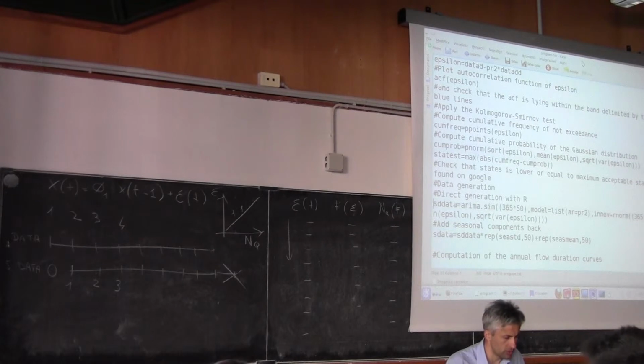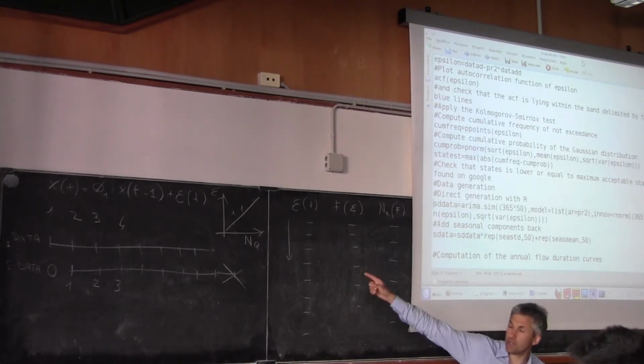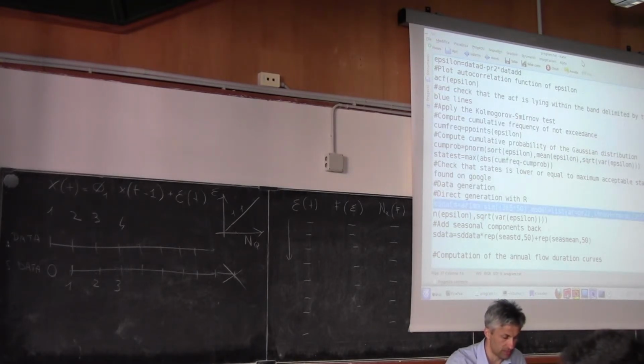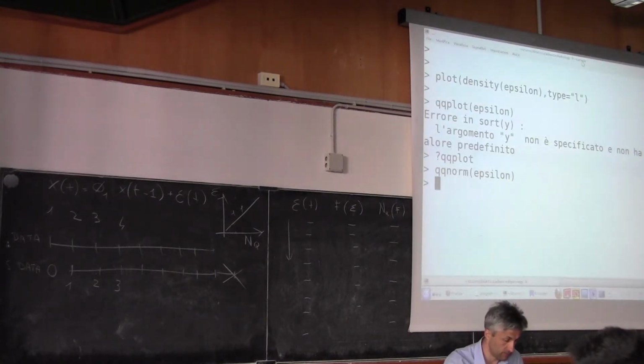Now, in order to simulate the data, let me use a function that is embedded in R. And of course, I could simulate by starting from the generation of epsilon and applying the formulation for the autoregressive model. I could make the program by myself, but let me use in this case the function that is embedded in R. So I copy it and I paste it here.